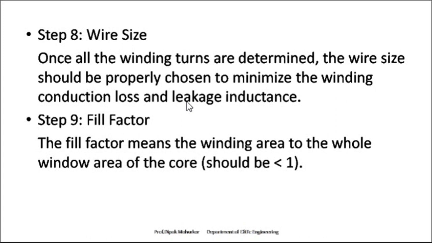Wire size: once all the winding turns are determined, the wire size should be properly chosen to minimize the winding conduction loss and leakage inductance. Fill factor: the fill factor means the ratio of the winding area to the whole winding area of the core.